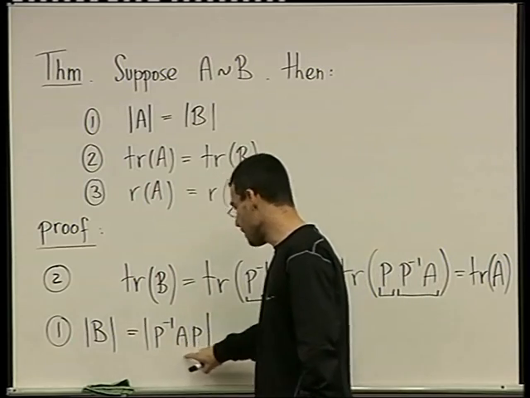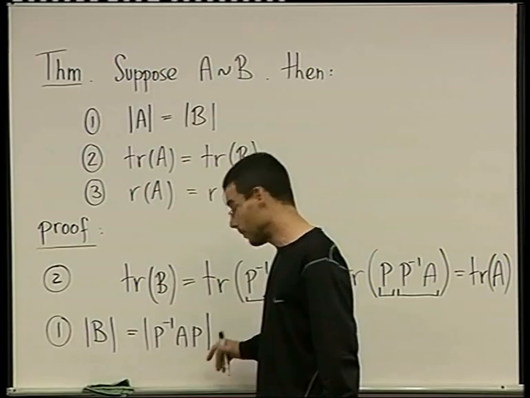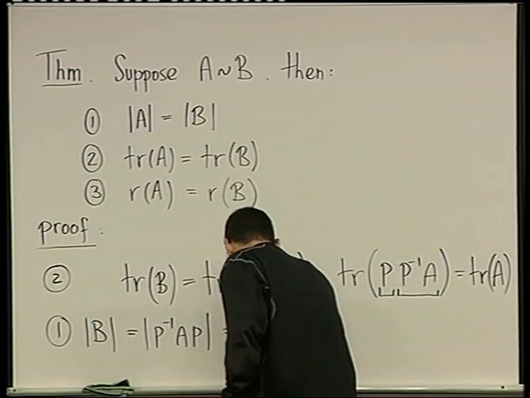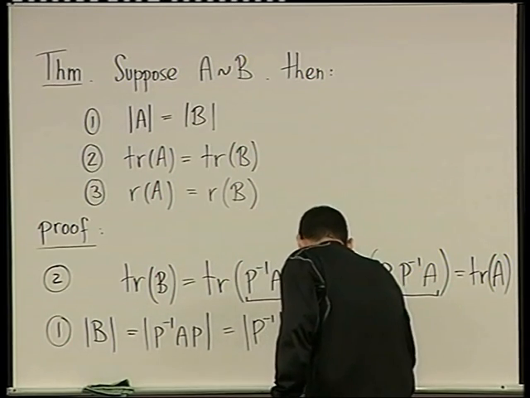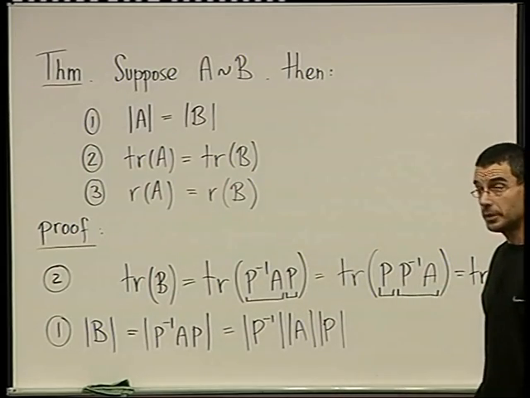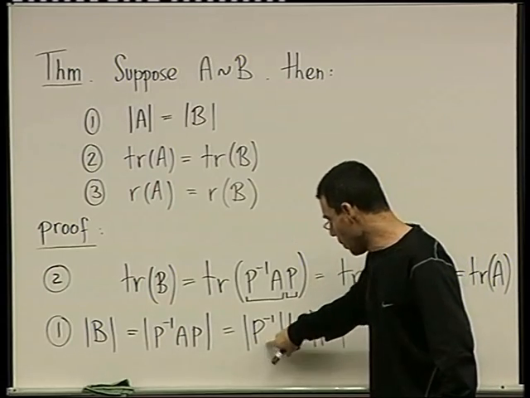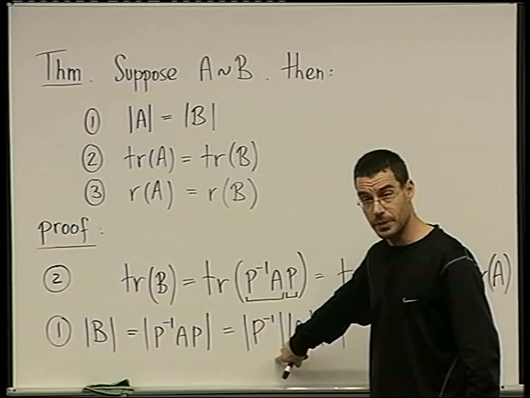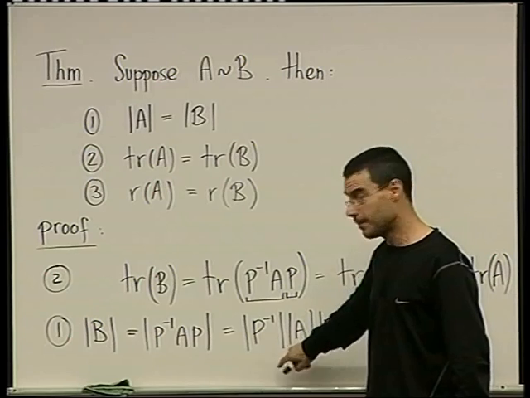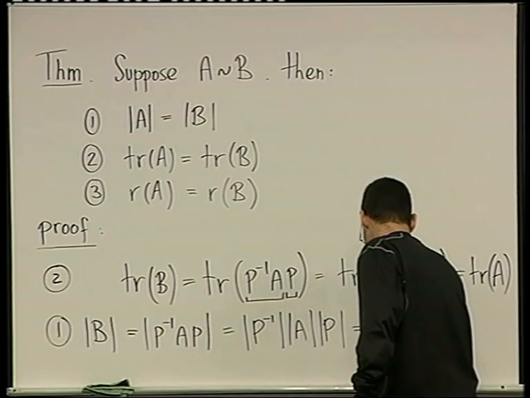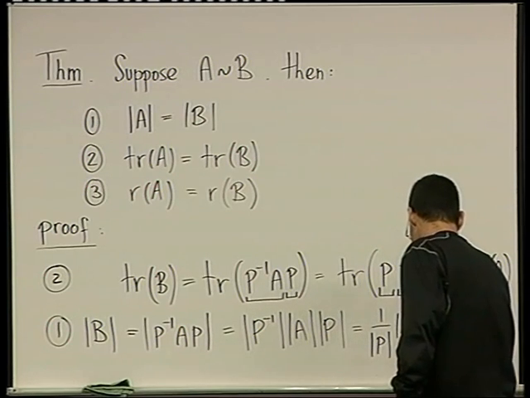Now, a determinant of a product is the product of the determinants. That's something we know. So this is the same as the determinant of P inverse times the determinant of A times the determinant of P. Do you agree? These are properties of the determinant. Another property of the determinant is we know what the determinant of the inverse matrix is. The determinant of P inverse is 1 over the determinant of P. Remember that? So this is the same as 1 over the determinant of P times the determinant of A times the determinant of P.